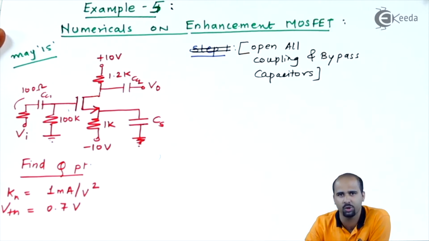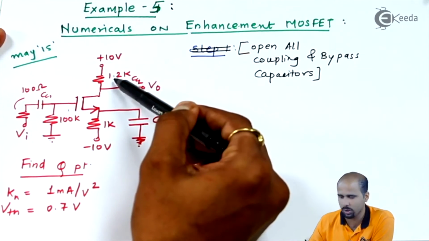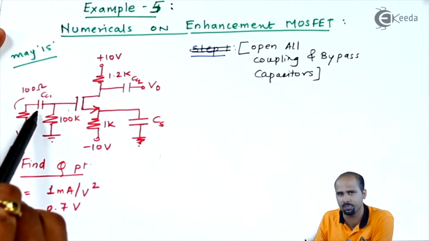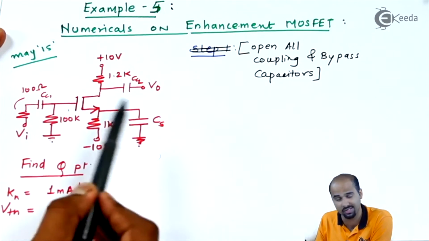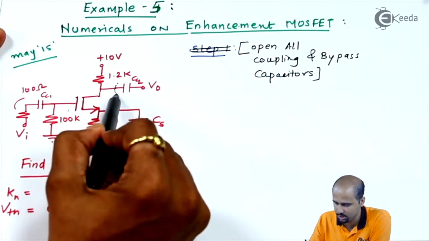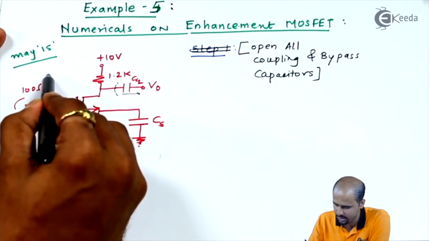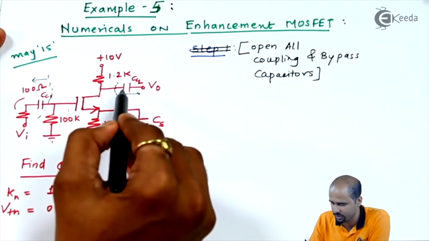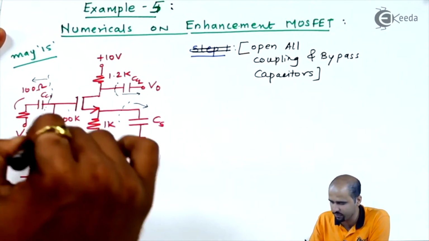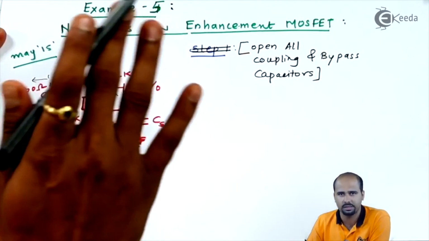My circuit will get reduced and it will be restricted to only 3 resistances, 1 transistor and 2 voltage sources: plus 10 and minus 10 volts, and 3 resistances 1.2k, 1k and 100k. Where is the 100 ohm? Because CC1 is open circuited, the circuit has nothing to do with input as well as output. So the part on this side will get discarded for DC analysis, this part will get discarded, and this part will get discarded. I will be left with only this particular part, and then I will proceed further to step number 1.